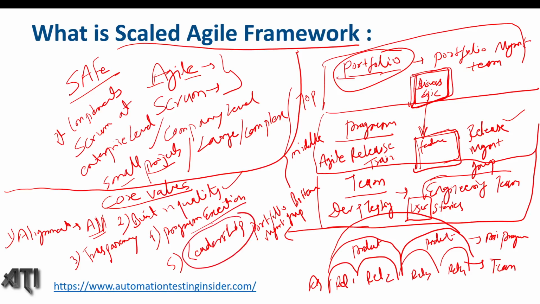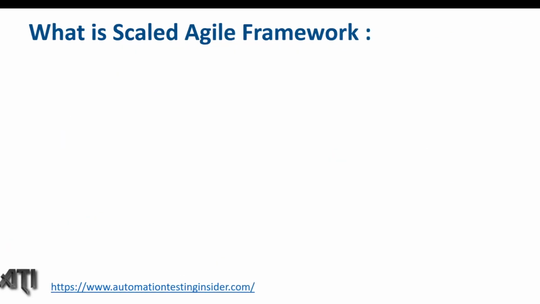Scaled Agile Framework. So these are the 5 core values of the Scaled Agile Framework, guys. We have alignment, built-in quality, transparency, program execution, and leadership. So this is about the Scaled Agile Framework. In the next slide we'll recap what we have discussed so far. Let me take you to the next slide.